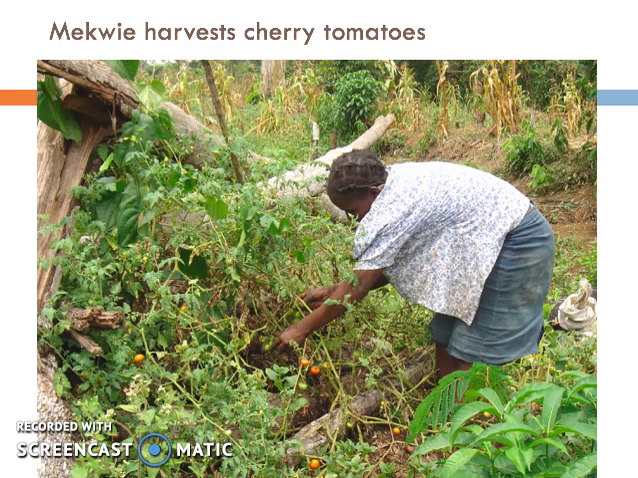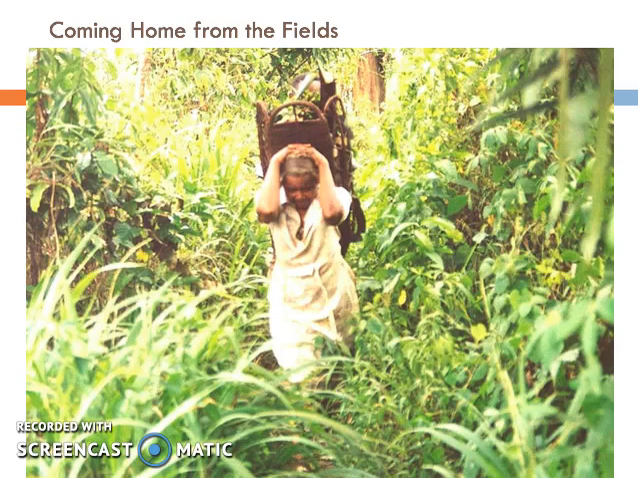Here, a young woman, Mekwie, harvests cherry tomatoes that have been planted in a peanut field. Tomatoes do well here because peanuts fix nitrogen, another essential nutrient, in the soil. Women generally head out to the fields each morning with a machete and an empty basket. When they return home, their basket is usually full.